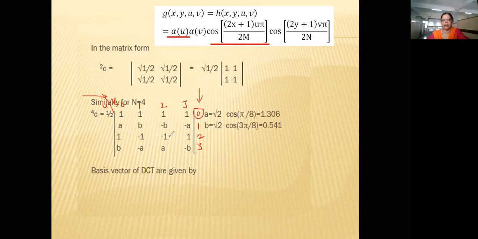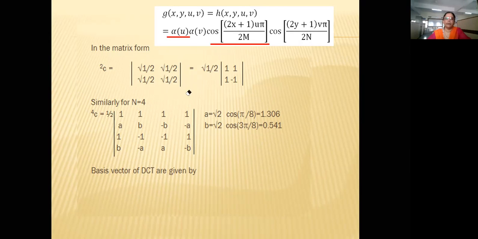1 half, minus 1 half, minus 1 half, 1 half. And when we take 1 half outside, we get this as 1, minus 1, minus 1, 1. And when u is 3, we get the last row, which is b, minus a, minus b. And again, 1 half is common to all these terms. Okay. So this is our forward transformation matrix for n is equal to 4. Similarly, if n is 8, you can get the 8 by 8 DCT coefficient matrix.